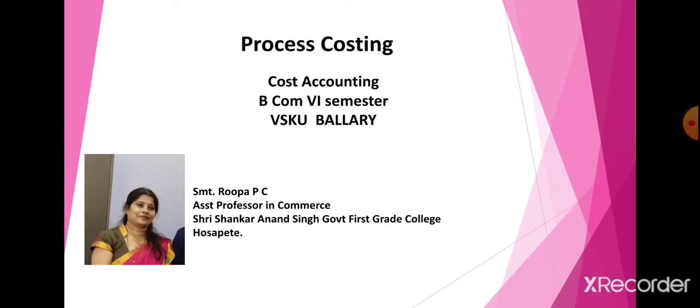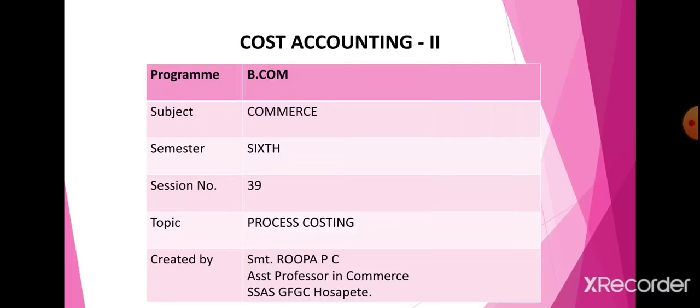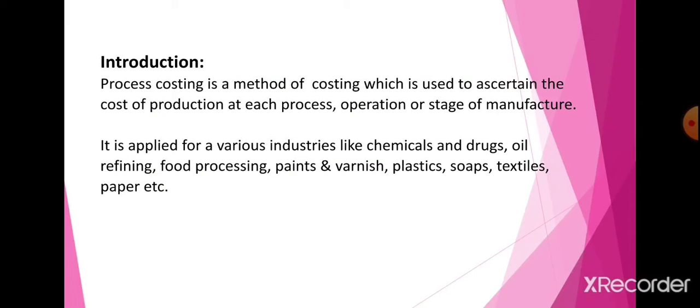This is the 39th session of BCom 6th semester cost accounting paper of Vijayanagara Sri Krishna Devaraya University, and this session is about process costing. From 39 to 48 session, that is 10 sessions, will be about process costing. In this session we will discuss the meaning, definitions, features, advantages, limitations, and certain terms, that is normal loss, abnormal gain. And in the next session we will discuss the formulae regarding process costing.